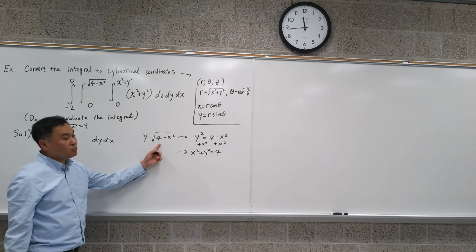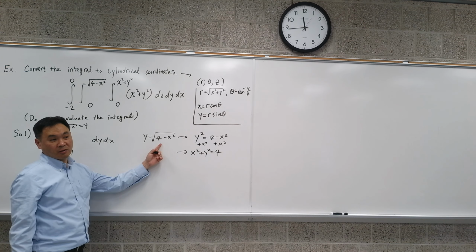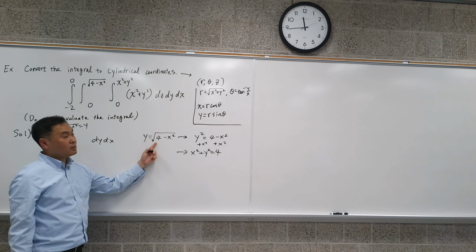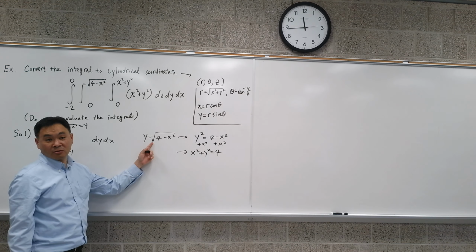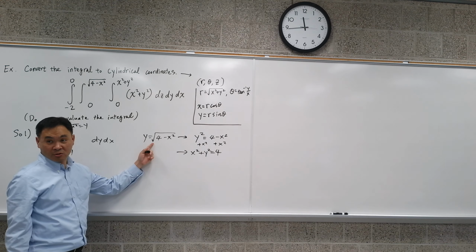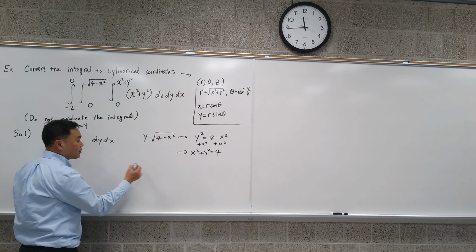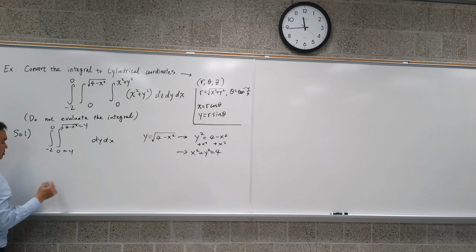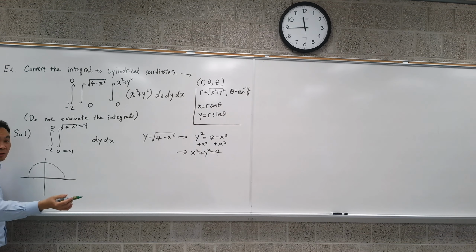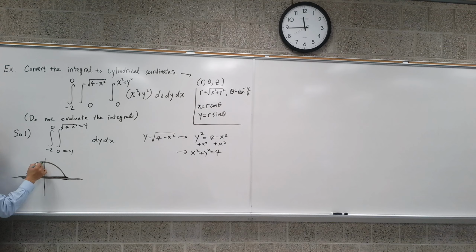Now, does this give you the full circle? The answer is no. Why? Square roots only produce positives, right? So what portion of the circle does this one give you? Top half. Okay. So this one is going to give you the top half of the circle. y equals to any number means it's a horizontal line, so y equals 0 is the x-axis. So you start from here, you end here.